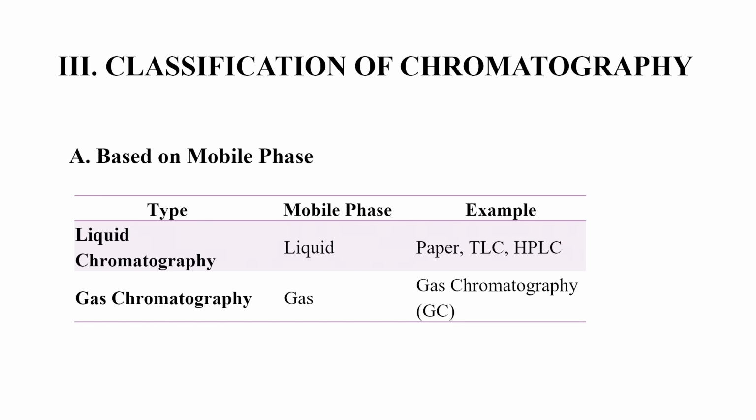Classification of chromatography. It can be classified on mobile phase. So, if the mobile phase is liquid, it is liquid chromatography. For example, paper, thin layer chromatography, HPLC. And if the mobile phase is gas, then it is called gas chromatography.